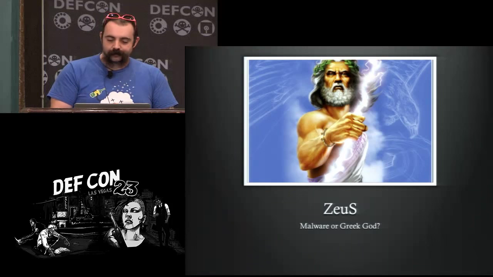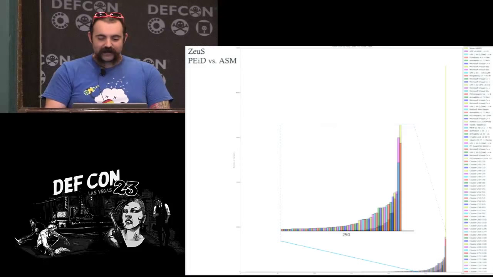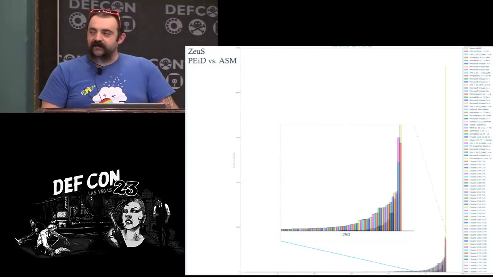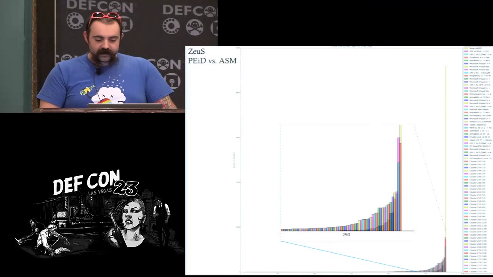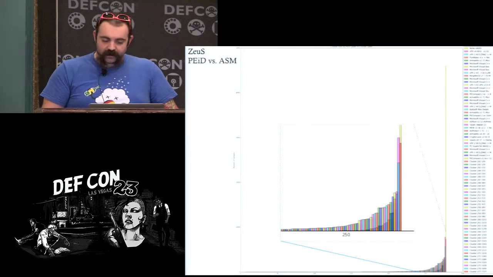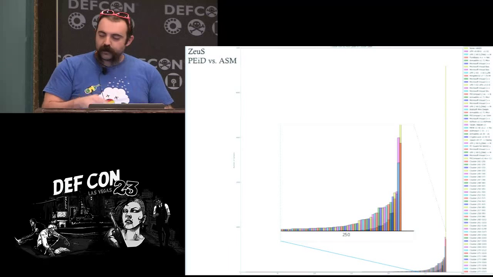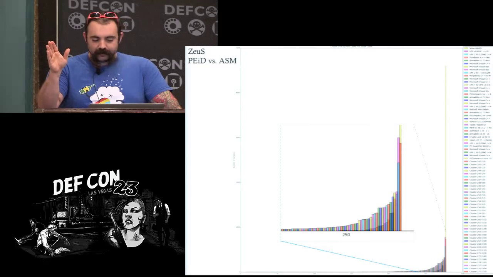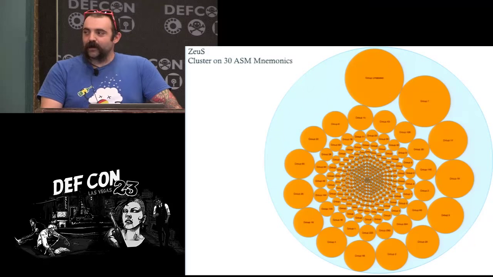So let's look at Zeus. Much bigger data set, much bigger graphs, much more science. So this is what Zeus looked like. And once again, like the earlier teaser, you get this massive, massive, massive PEiD unknown label. But the clustering breaks it up. In this one and the stacked one, you can see the assembly mnemonic clustering on that yellow bar in that blown up window is a little bit more manageable. And you get a slightly more gentle sloping curve. But you get a lot of bubbles.